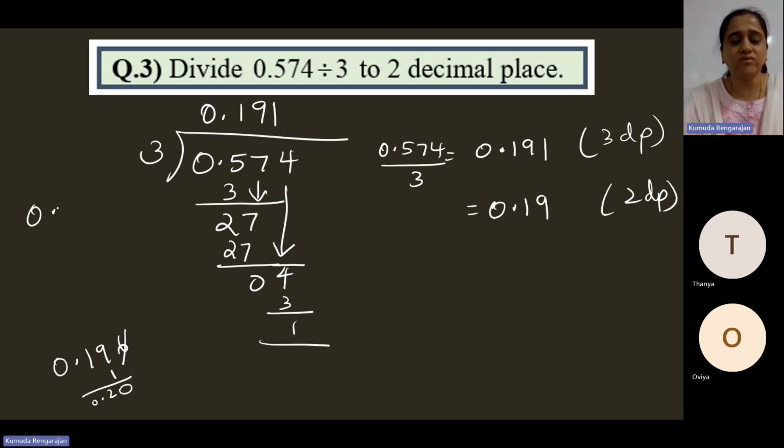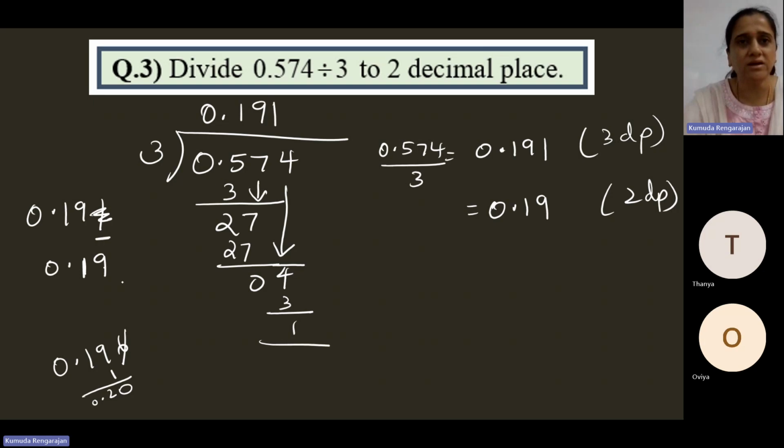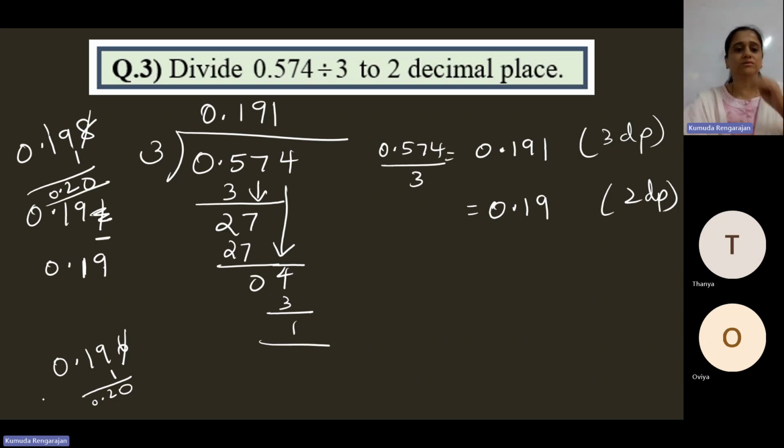If it's 5 or less than 5, you don't have to do anything. Just take it away. If it's more than 5, take it away and add 1 to the previous digit. So in the case of 0.191, what is the last digit here? 1. It's less than 5. So simply take it away. So 0.19 correct to 2 decimal places. But supposing it was 0.198, the last digit 8 is more than 5. So take it away and increase this one by 1. So it will be 9 plus 1, 10, 0, 1 carried over, 2. 0.20. Correct?